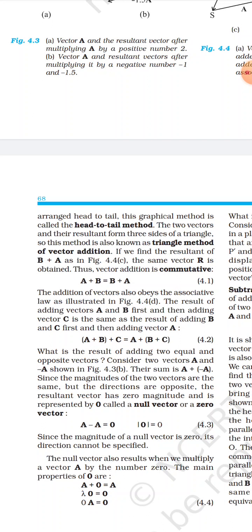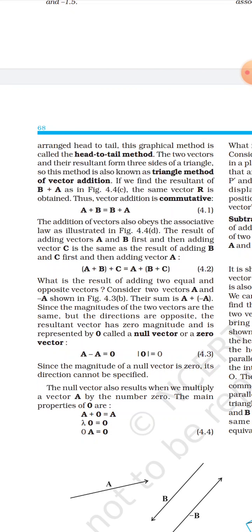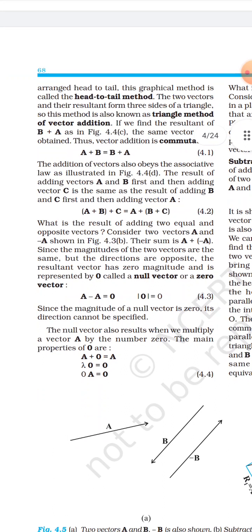This vector addition is commutative. Similarly, if there are three vectors a, b and c, and we first add a plus b and then add c, the value will be equal to a plus the sum of b plus c. Then it is associative. Means a is associative with b and b is associative with c, then a is also associative with c. So this is the associative law.